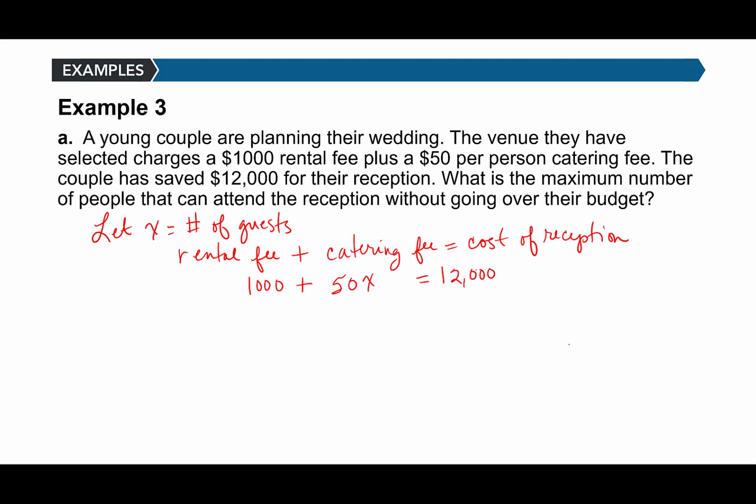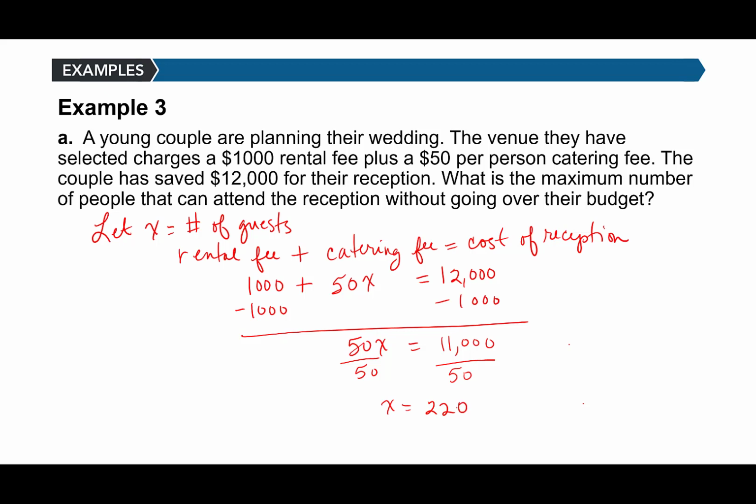So now we can subtract 1,000 from each side to get 50x equals 11,000 and divide by 50. 11,000 divided by 50 is 220. So in this situation, 220 guests can attend the reception without going over the budget.